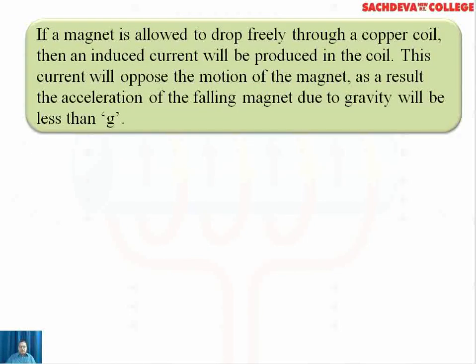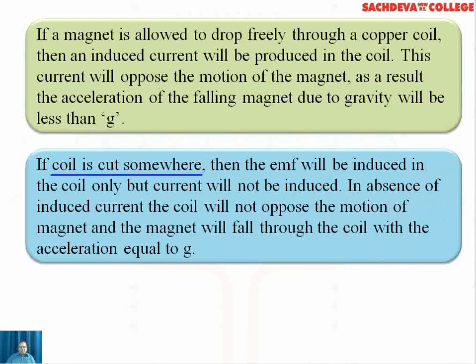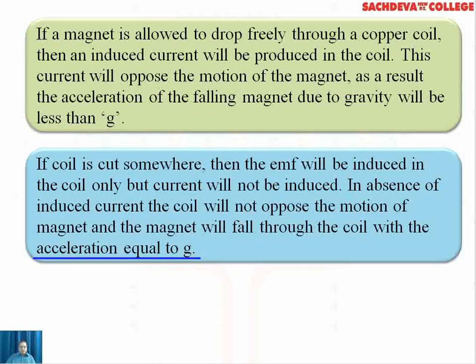If a magnet is allowed to drop freely through a copper coil, then an induced current will be produced in the coil, and this current will oppose the motion of the magnet. As a result, the acceleration of the falling magnet due to gravity will be less than g. If the coil is cut somewhere, then the EMF will be induced in the coil only, but current will not be induced. In the absence of induced current, the coil will not oppose the motion of the magnet, and the magnet will fall through the coil with acceleration equal to g.